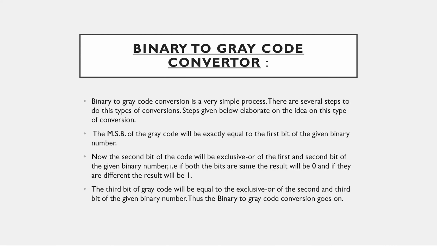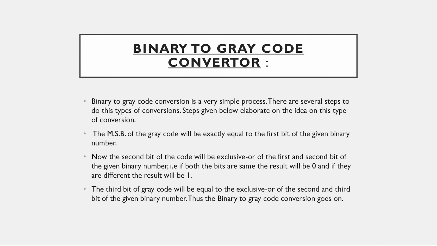Binary to gray code converter. Binary to gray code conversion is a very simple process. There are several steps to do this type of conversion. Steps given below elaborate on the idea of this type of conversion. The most significant bit of the gray code will be exactly equal to the first bit of the given binary number.